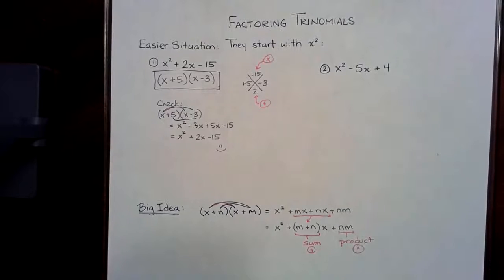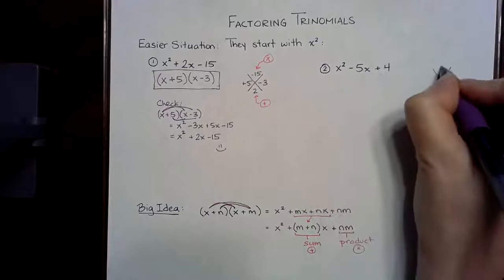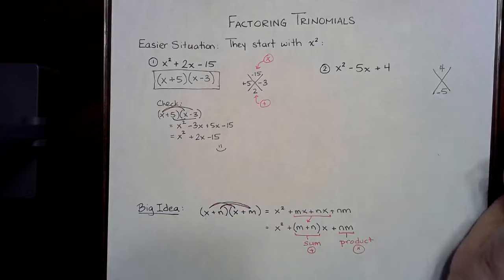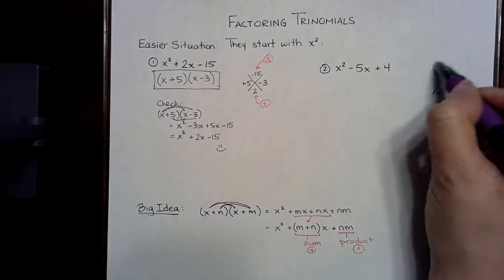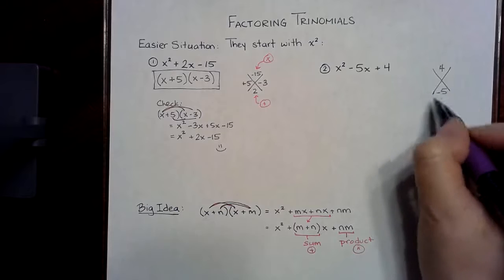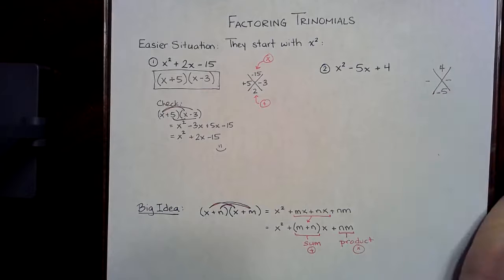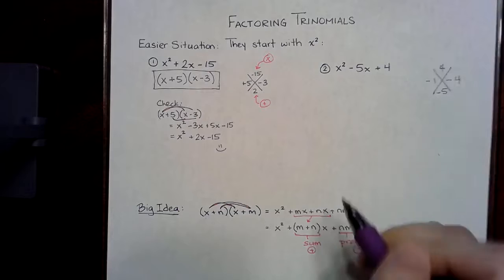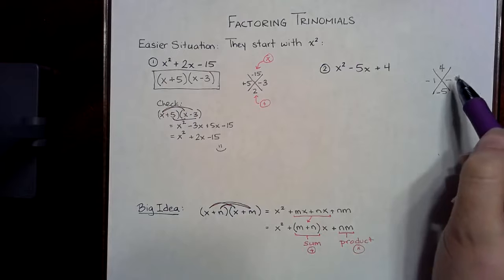Let's try it again. Again, I'm looking for two numbers that multiply up to that last number and add up to that middle number. So I'm looking for two numbers that multiply to positive 4, so I know they have the same sign because I'm multiplying to a positive. Add up to negative 5, so I know if they have the same sign and they're adding to a negative, they'll both be negative. In this case, 1 and 4 will get us to a sum of negative 5 and a product of positive 4.